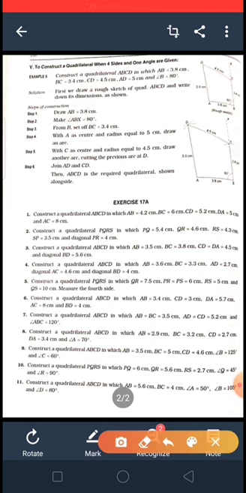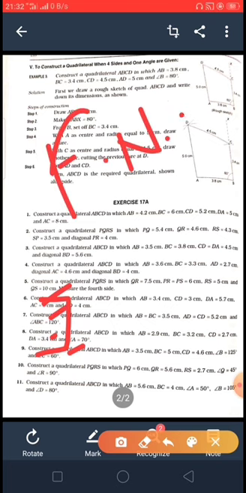Now you have to solve the sums from 6 to 9, means only 4 sums you have to solve in the fair notebook of this exercise.